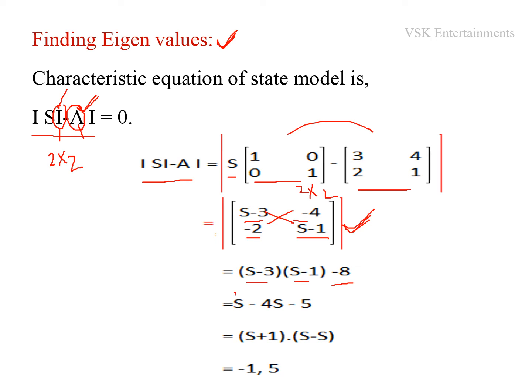Then by simplifying this, we get s square minus 4s minus 5. By simplifying further, we get (s+1)(s-5). Then s = -1 and s = 5 are the eigenvalues. Here we are going to find the eigenvectors for the eigenvalue of -1 and the eigenvalue of 5.